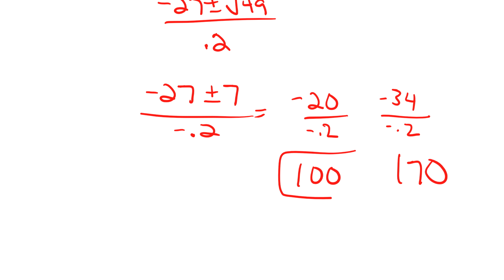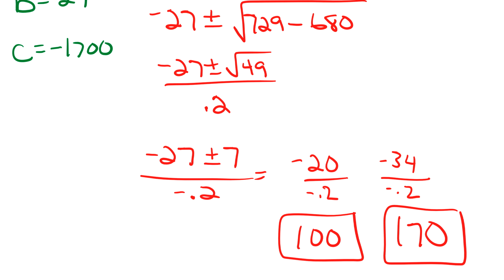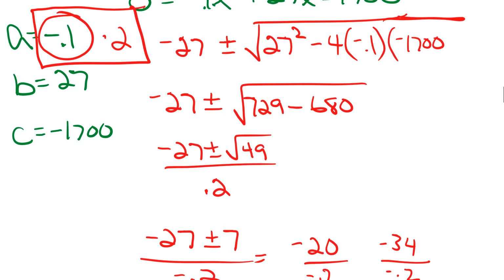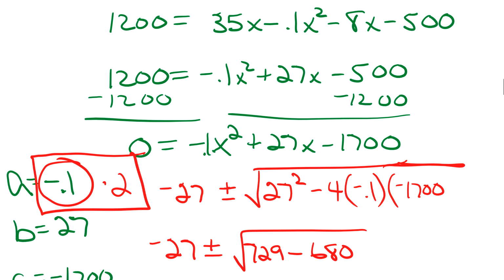So here are our two solutions for that problem. The weekly profit will be $1,200 if the company produces and sells 100 programs or 170 programs. And that's how we are answering that question. All right, so that's fine. Everything looks pretty good. Arithmetic was done right. And that's it for section 7.2.